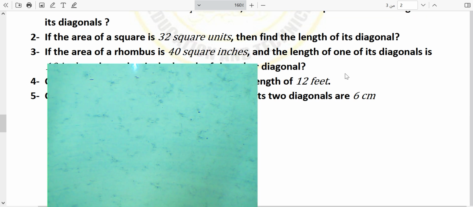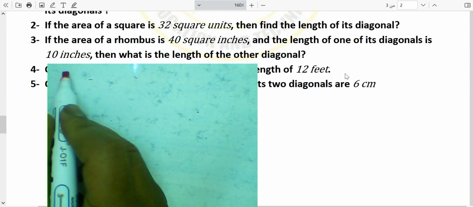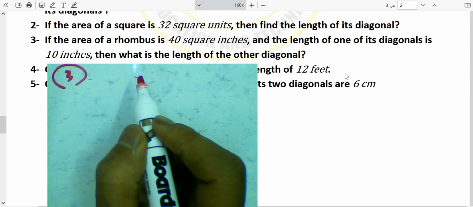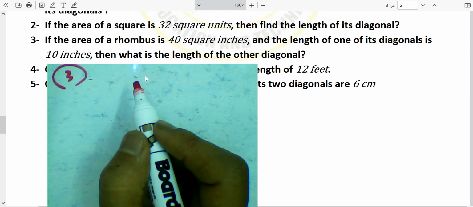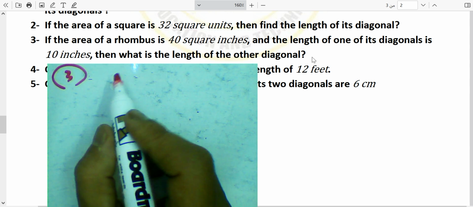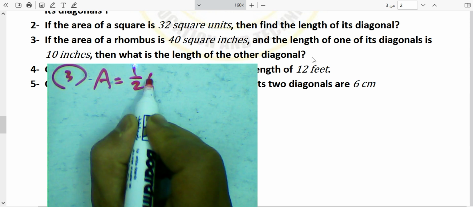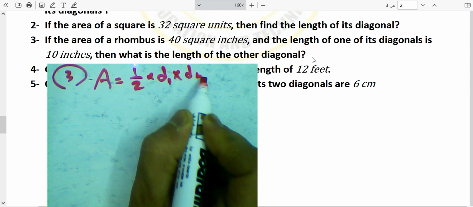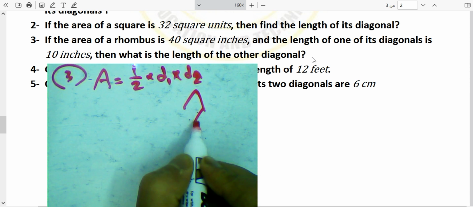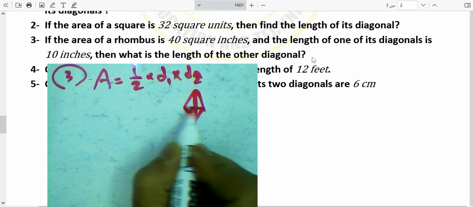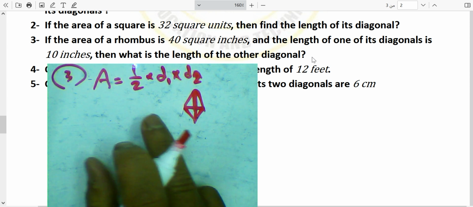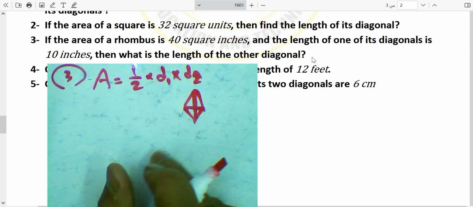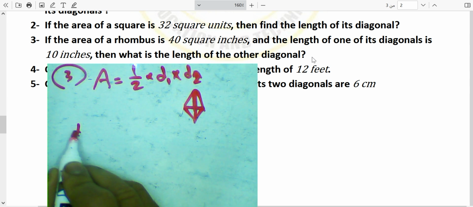Next question, number 3. If the area of a rhombus is 40 square inches and the length of one of its diagonals is 10 inches, then what is the length of the other diagonal? Okay, we know the area equals half times diagonal 1 times diagonal 2. We call this diagonal 1 and this diagonal 2, okay? Because the two diagonals are perpendicular and do not equal in length, the area of a rhombus equals half times diagonal 1 times diagonal 2.